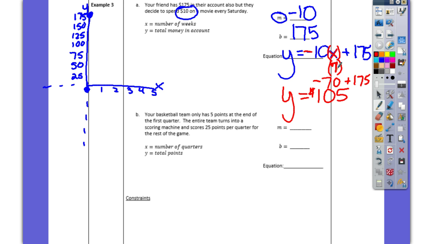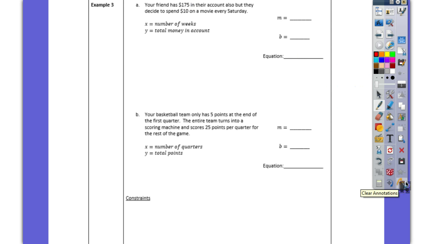All right, let's try the next one. Hopefully this doesn't happen to your basketball game today and you only have 5 points after the first quarter. Well, you guys don't do quarters, but halfway through your first half, you have more than 5 points today. All right? Your basketball team only has 5 points at the end of the first quarter. The entire team turns into a scoring machine and scores 25 points per quarter for the rest of the game. X is going to be the number of quarters. Y is the total number of points.